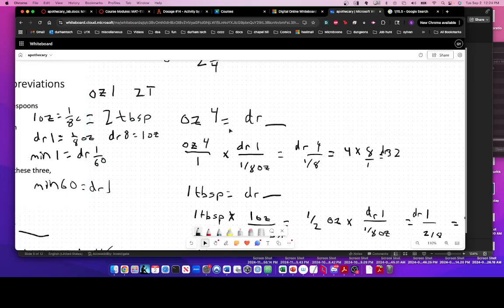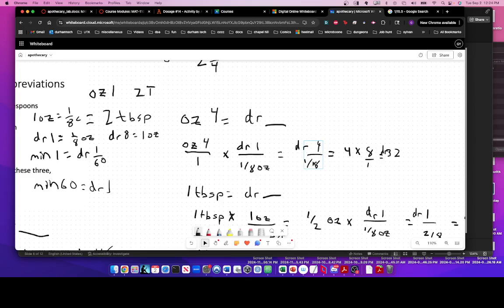So ounces for, we want to get drams. So we should take those 4 ounces. I've written it the opposite way around, assuming we're working in the apothecary system. And we can stick it over 1 if that helps us. Don't have to. And then we can use this equation, dram 1, put that on top because it's the unit we want. It's equal to 1/8 ounces, put that on the bottom. Since that's what we want to get rid of, we wind up with 4 drams divided by 1/8. And if you plug that into a calculator, it should sort it out for you.